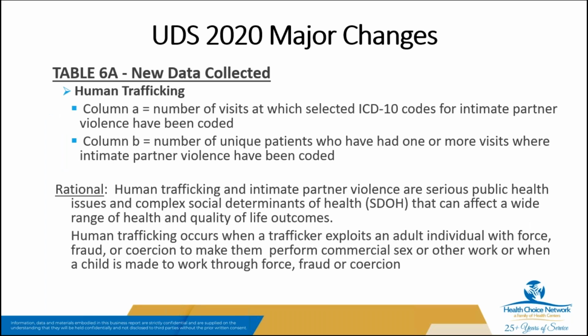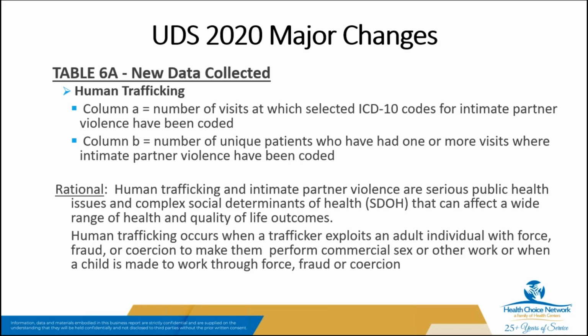The second change is reporting the number of visits at which selected ICD-10 codes indicate human trafficking and intimate partner violence. Okay, and I think I have them mixed up on the slide here, so please forgive me. The first one would be for human trafficking: the number of visits at which selected ICD-10 codes for human trafficking have been recorded, and then the number of unique patients who've had one or more visits where human trafficking has been coded.